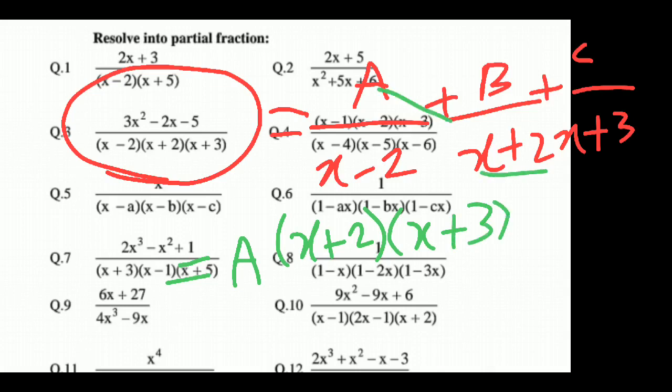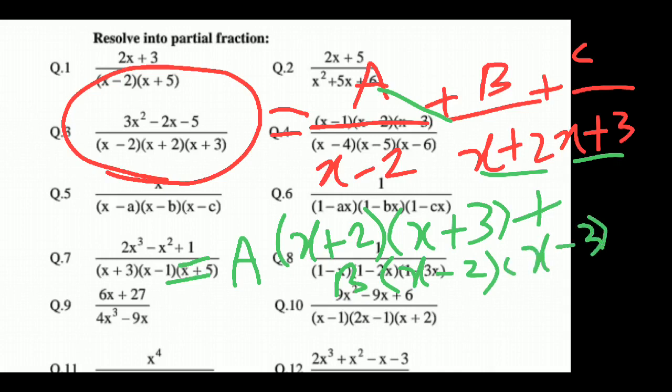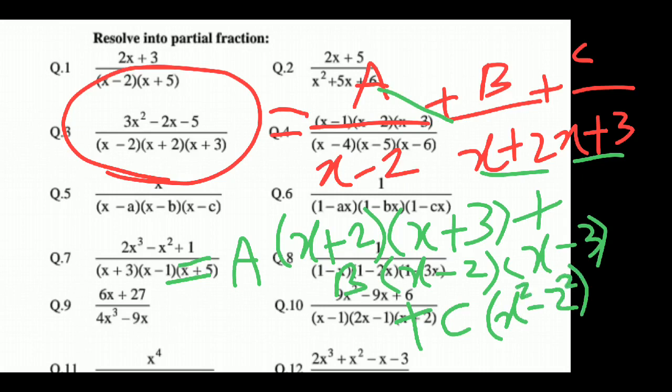So here what are the remaining coefficients? Similarly the LCM for B: (x − 2)(x + 3), this one and this one with B. Similarly plus C, (x − 2)(x + 2), that is nothing but x² − 2², or you put (x + 2)(x − 2) also.